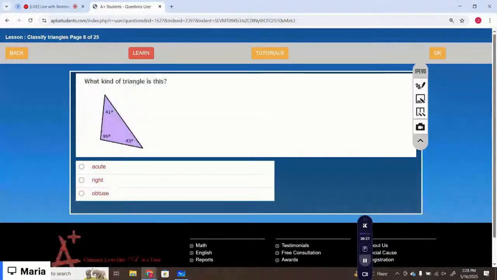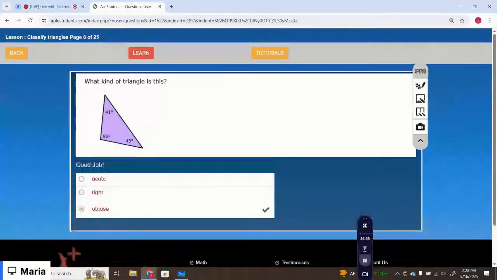What kind of triangle is this? 41, 96, and 43. That is an obtuse triangle. Option number three is the correct option.